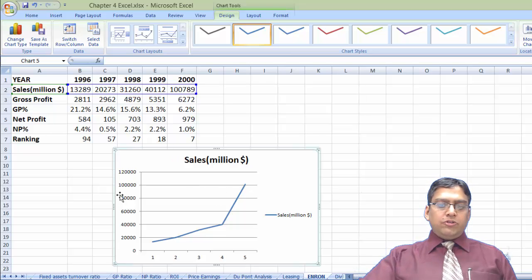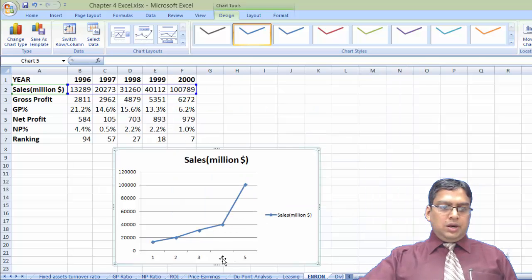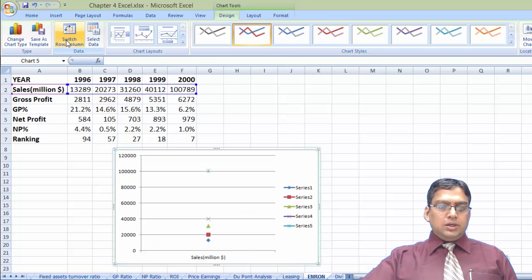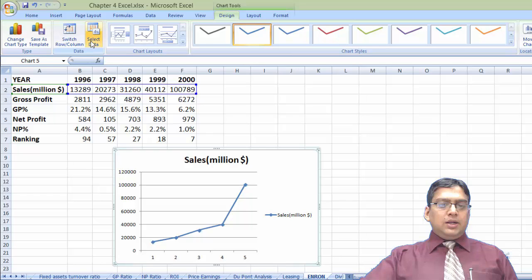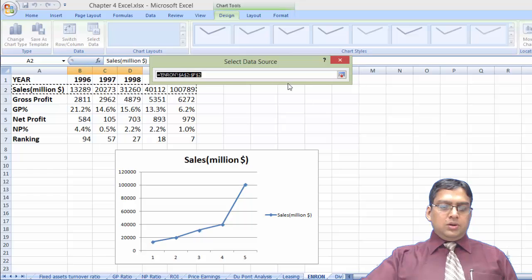We can easily change the formatting of charts with the help of these three tabs: Design tab, Layout tab, and Format tab. In Design tab, we can change the chart types, like this one is a chart type, then click OK. Your chart is changed. And next is row to column and column to row. If your data series is more than one, then you can select this data. And select data means you can edit your data, you can change your series here.